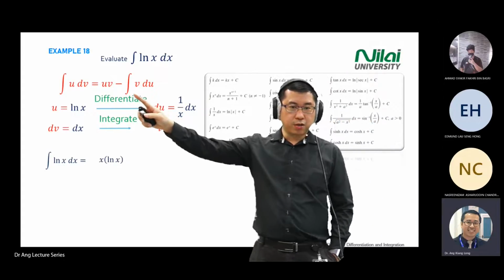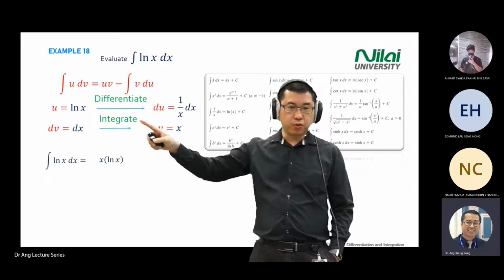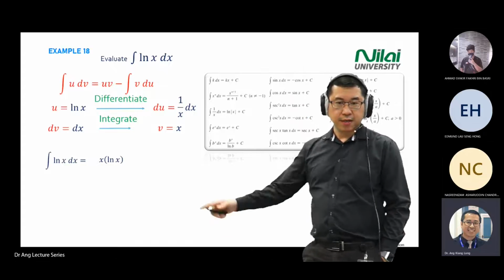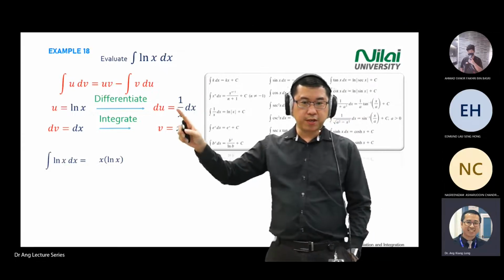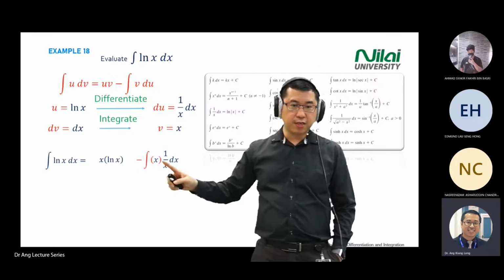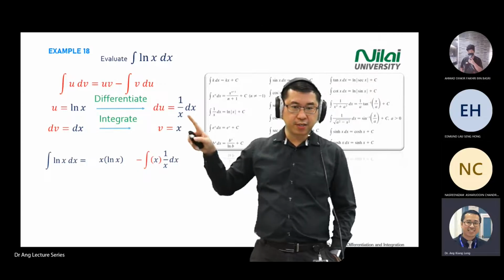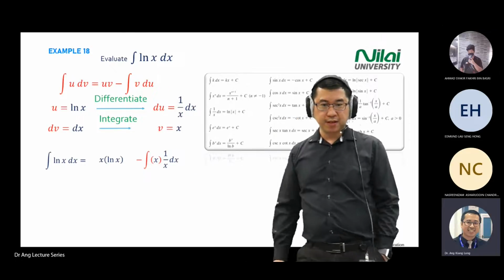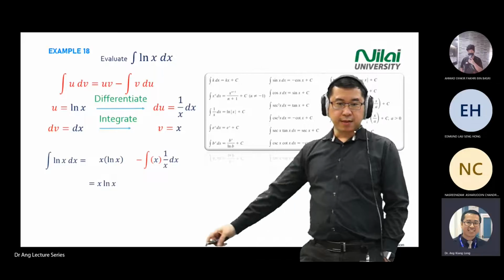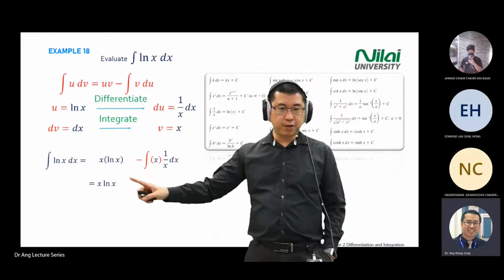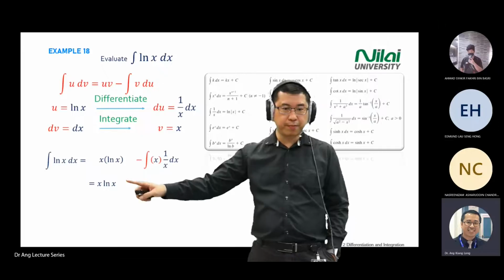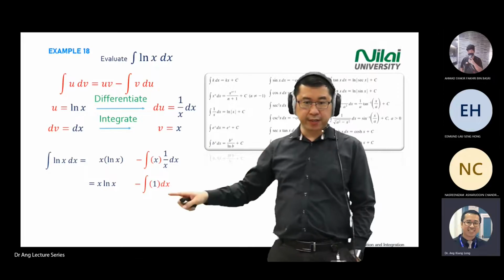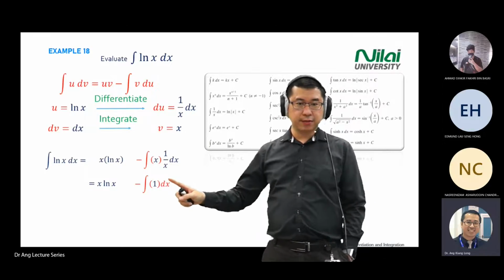So the first one is uv. What is your u? ln x. What is your v? x. You get this one. Minus integration v du, just copy. Integration x, 1 over x dx. You just substitute only. Your job is just to substitute. Then the next step, polish up your answer. This one becomes this one. Remove the bracket. This one, simplify. Cancel x, you get 1.